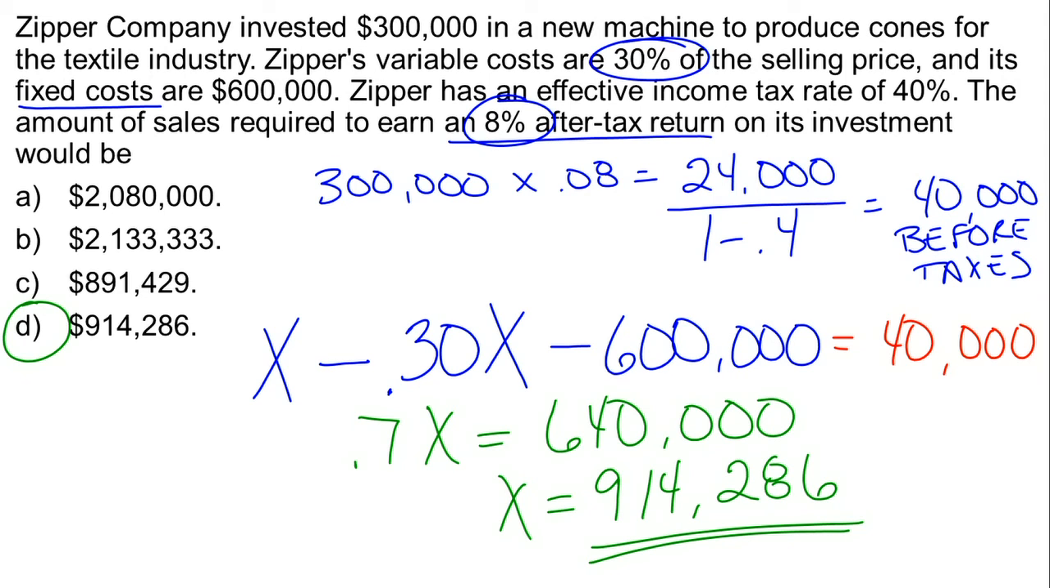Choice D. But this is just using the standard profit formula for the company: sales minus variable costs minus fixed costs equals our profit. The profit we calculate is before taxes, and so we just need to determine what that before-tax profit requirement is, and then it becomes a simple matter of solving for the variable in the formula that we set up to solve for sales.